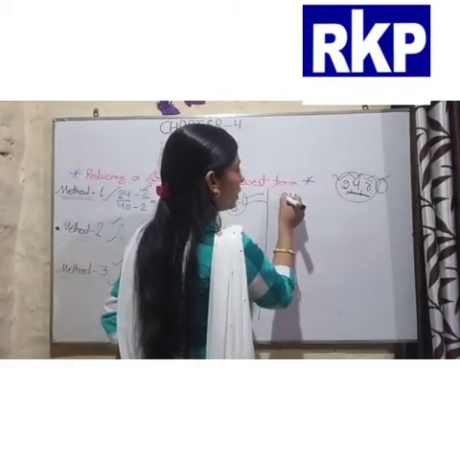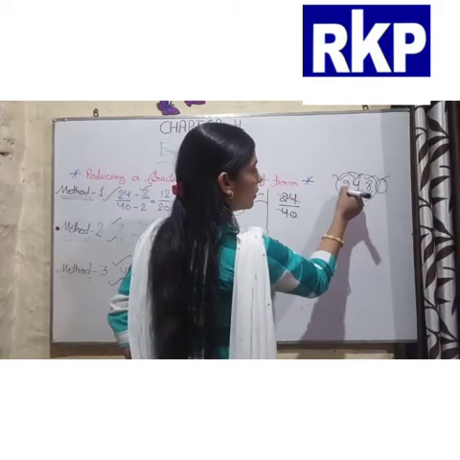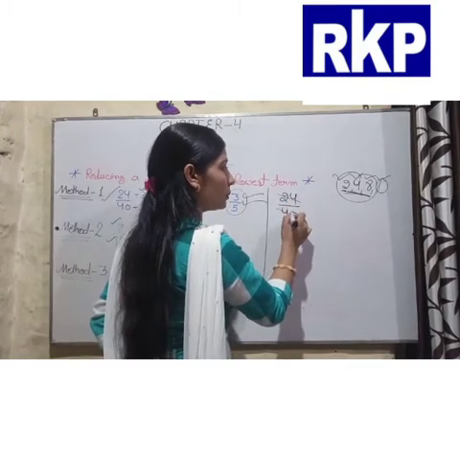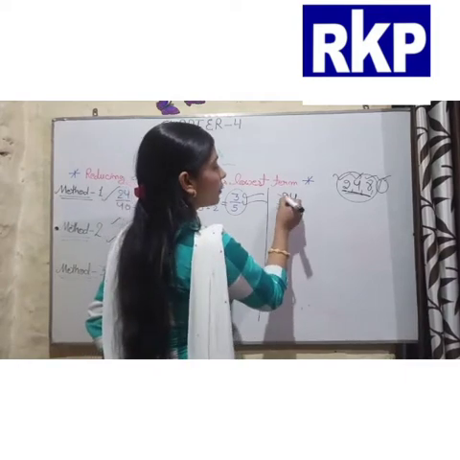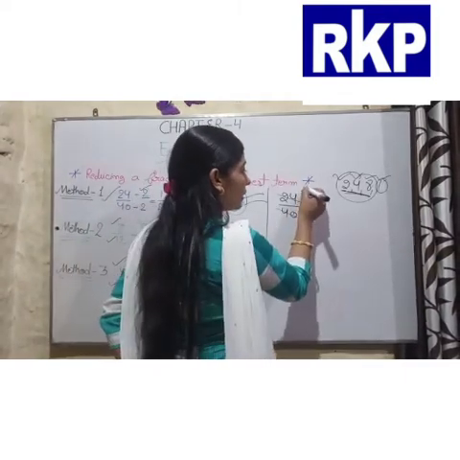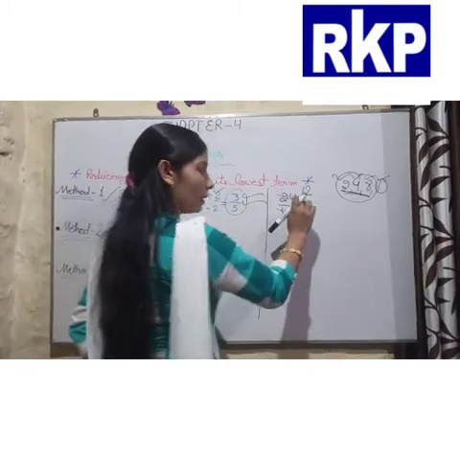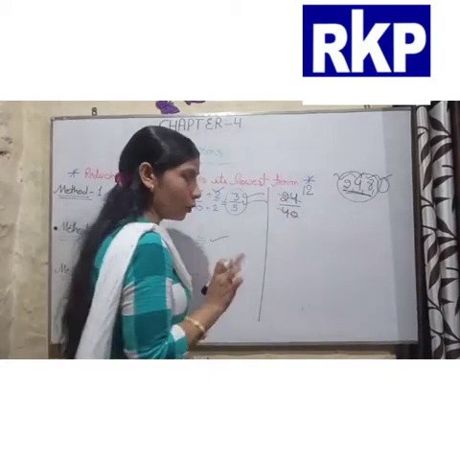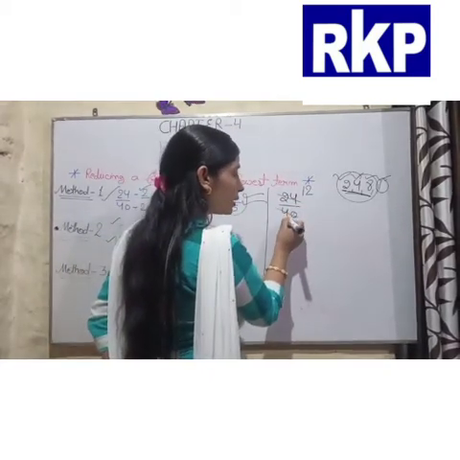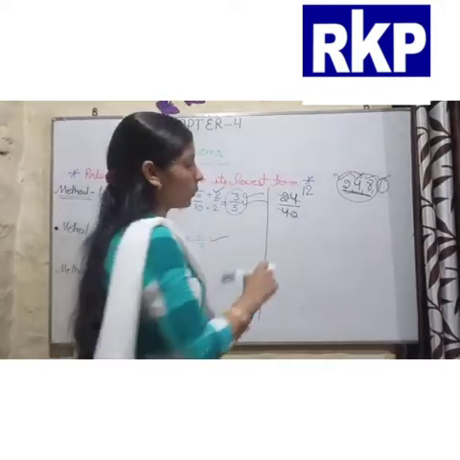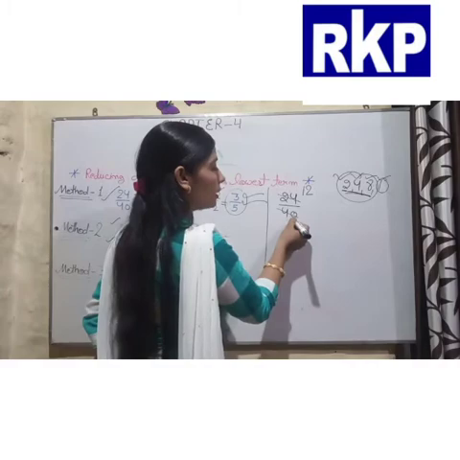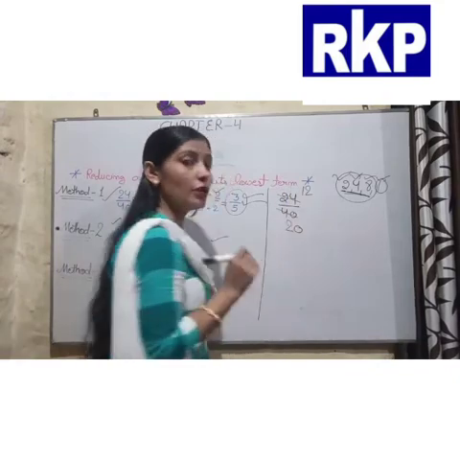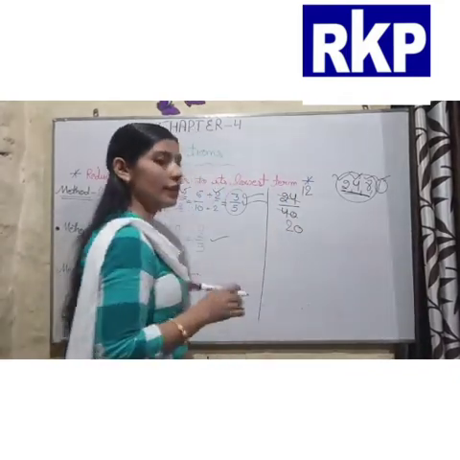Here we cut it. We divide the numerator and denominator by 2. If we divide 24 by 2, we will get 12. Here we have to write only the quotient, no need to write the divisor. And the denominator also we have to divide by 2. When we divide 40 by 2 we will get 20. Now we have 12 as a numerator and 20 as a denominator.